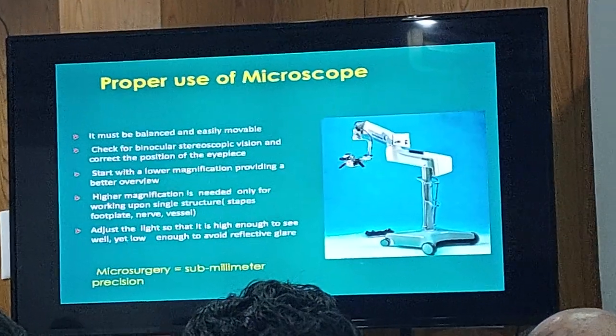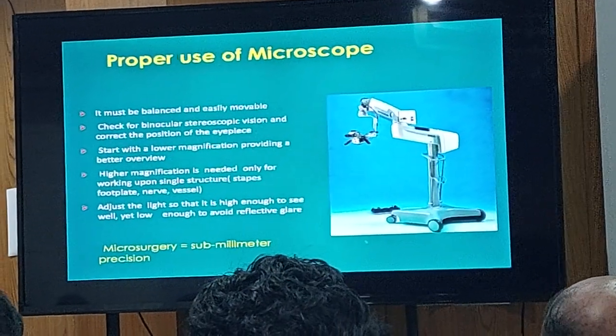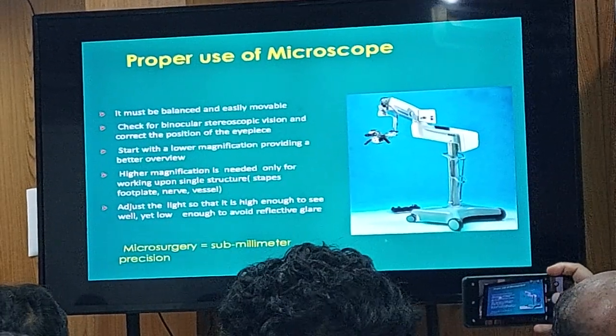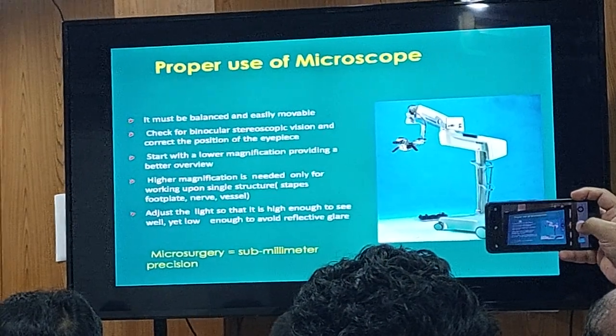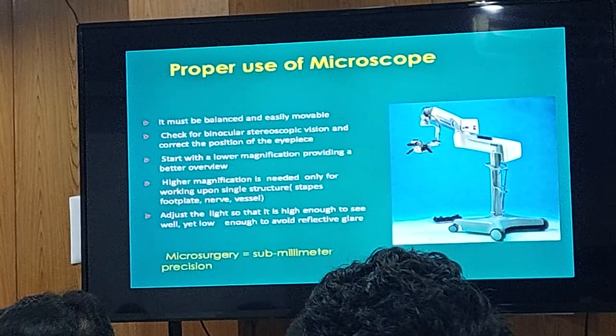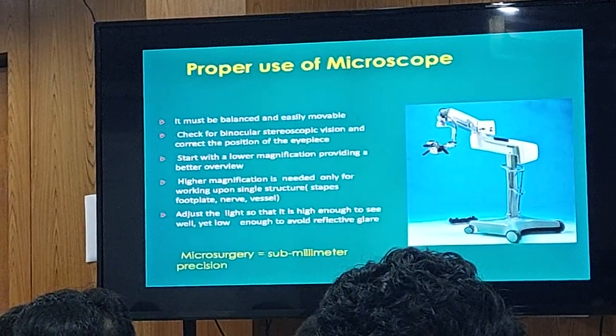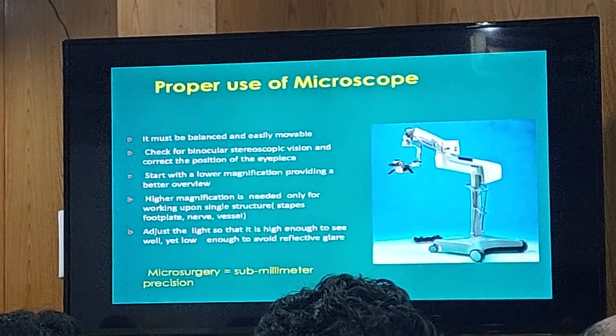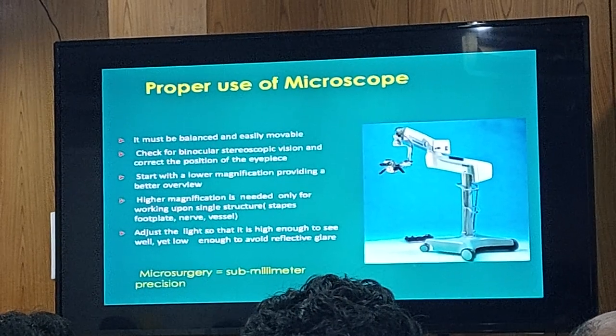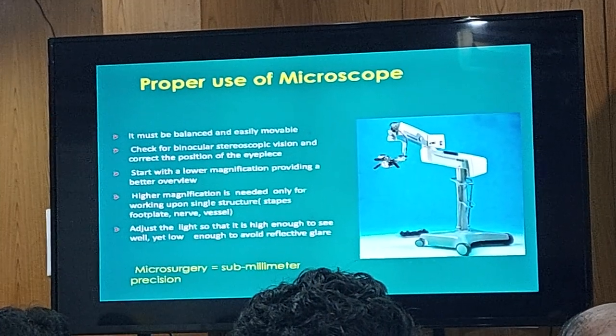One of the first important instruments we need is a good quality microscope that should be balanced and easily movable. Sometimes in microscopes there are different knobs, and you forget to loosen and fit them. It should not be too loose, and it should not be too tight. It should be in a balanced condition so that you can manage it very nicely.